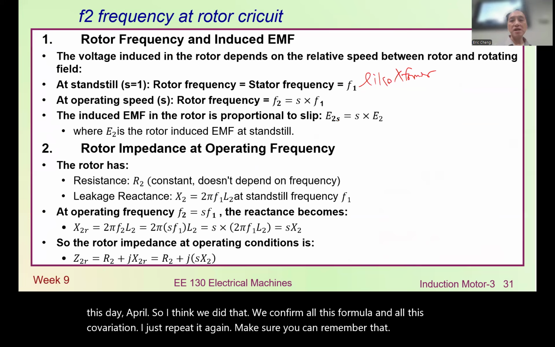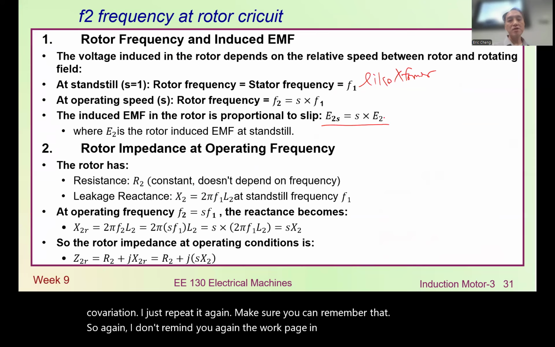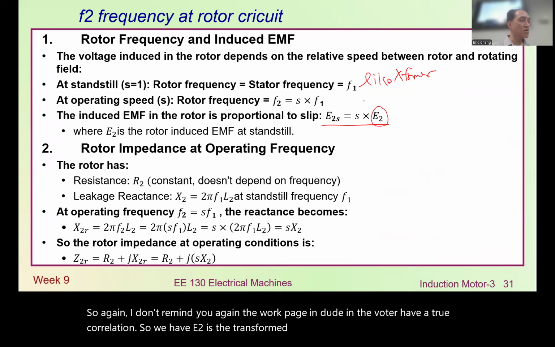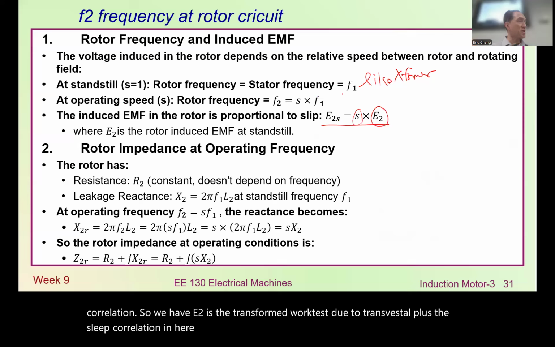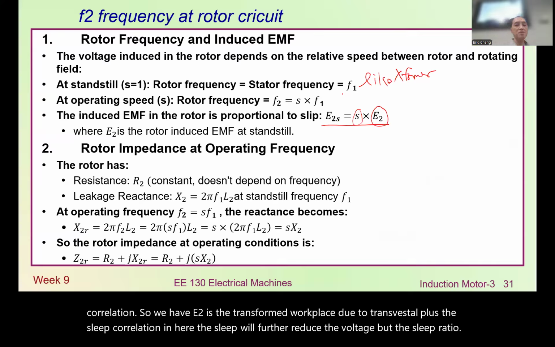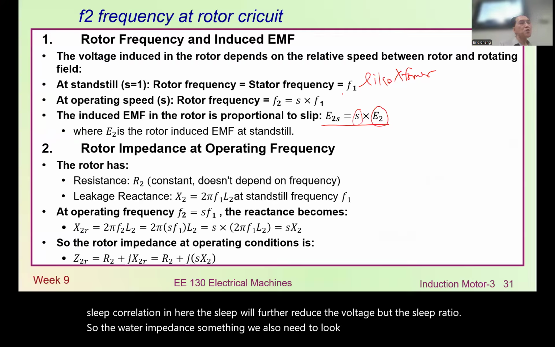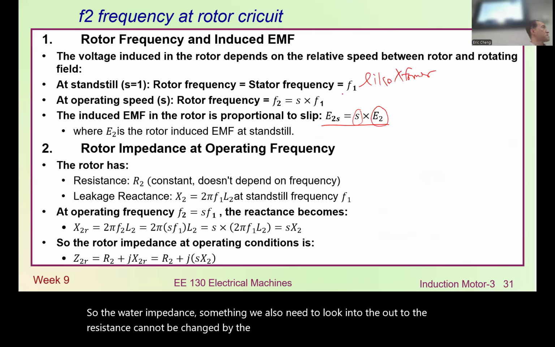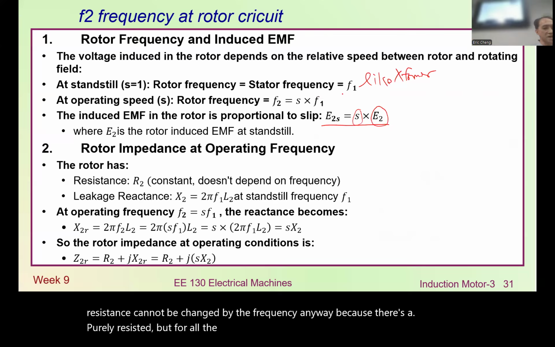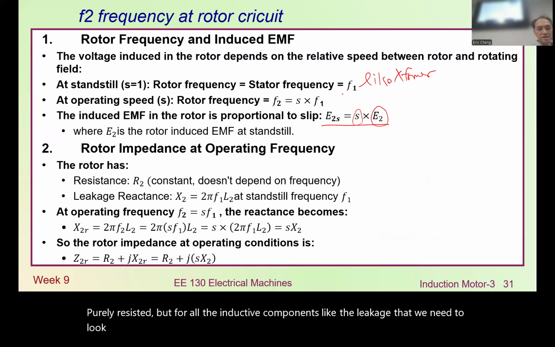So again, I will remind you, the voltage induced in the rotor has two correlations. E2 is the transformed voltage due to the turns ratio, plus a slip correlation here. The slip will further reduce the voltage by the slip ratio. The rotor impedance is something we also need to look into. The R2, the resistance, cannot be changed by the frequency, because that's purely resistive. But for all the inductive components, like the leakage reactance, we need to look into the frequency. The frequency in the rotor circuitry is mainly controlled by the slip.